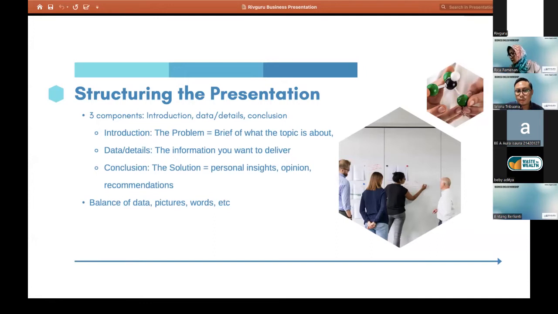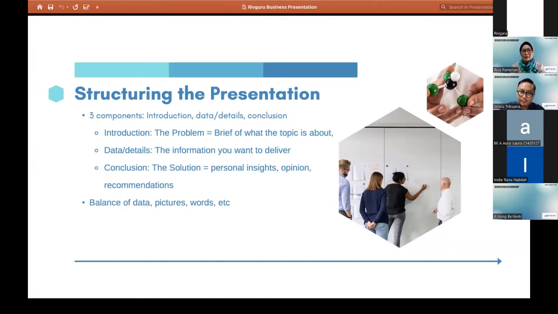So the solution, you can give your personal insights and your recommendations, your opinions, based on the data that you've researched in the second part. So everything is connected, yeah? The problem, you introduce an argument. Second, you give the data details. Conclusion, you give the solution, yeah? So everything's connected, please remember that, and keep everything in a balance, yeah?